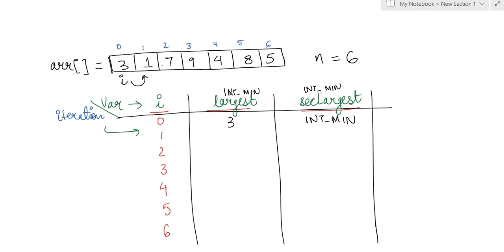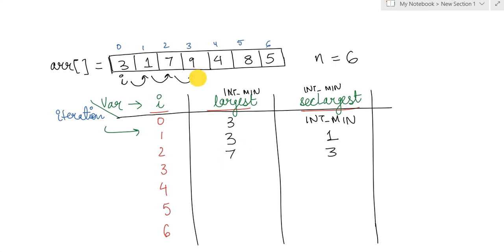So the array at the first index is 1. Is 1 greater than 3? No. But it is between the largest and the second largest. So we are going to just update the second largest variable to 1, and largest will remain the same. Now we are going to again update our i. Now we are at the second index. So is the element at the second index greater than the largest variable? Yes, it is greater. So we are going to update both of these variables: second largest with the largest, which is 3, and largest with array of i, which is 7.